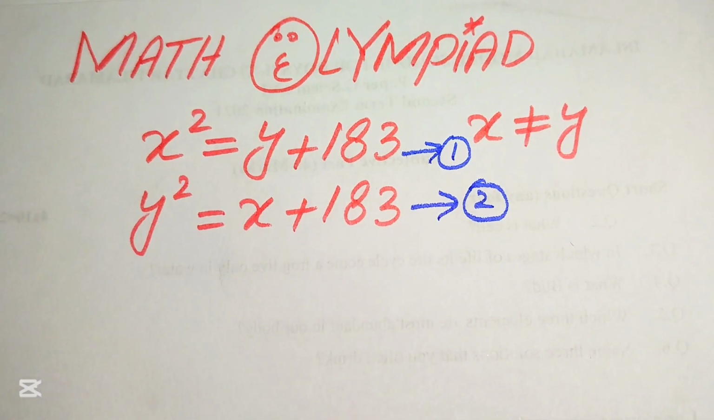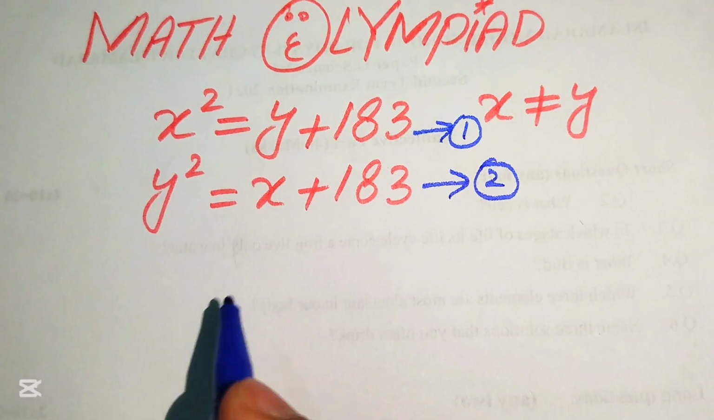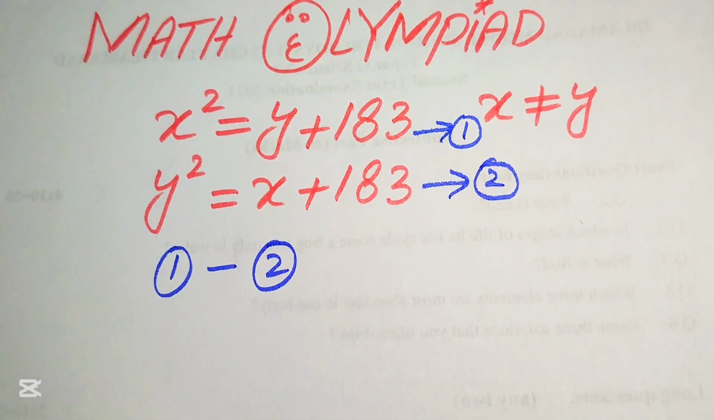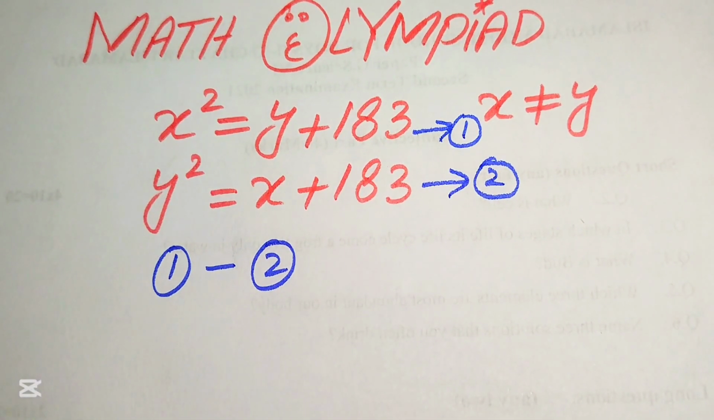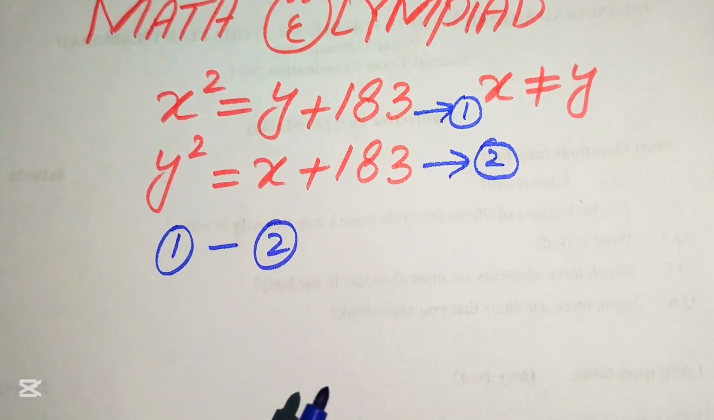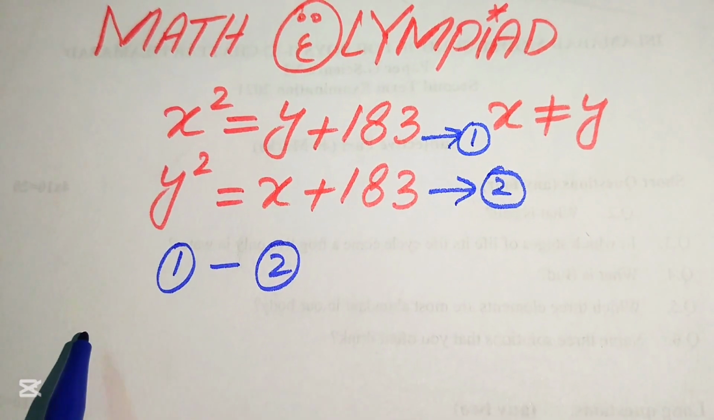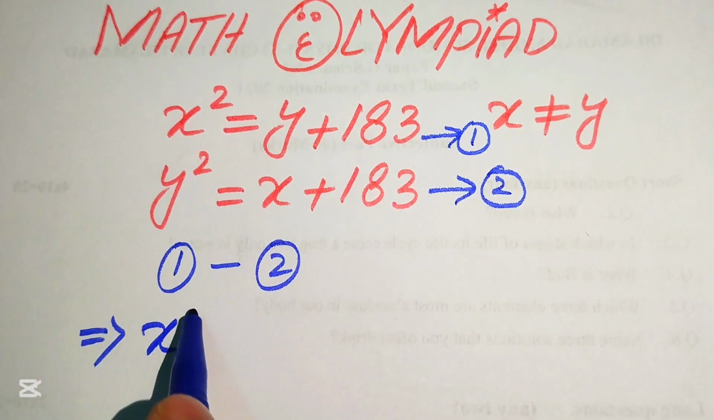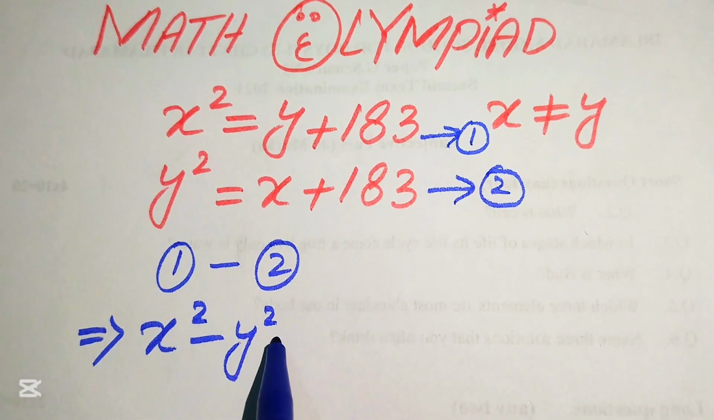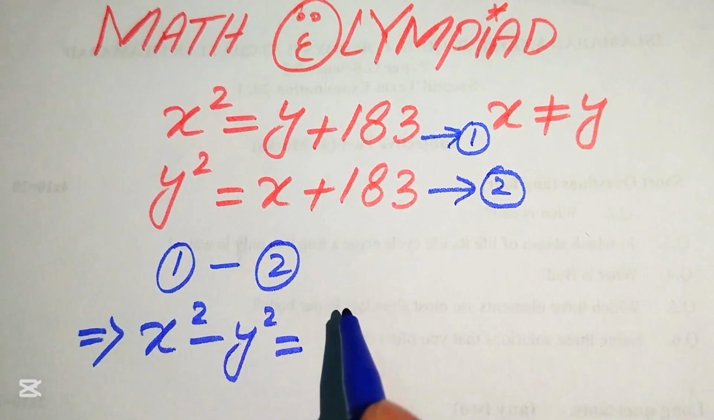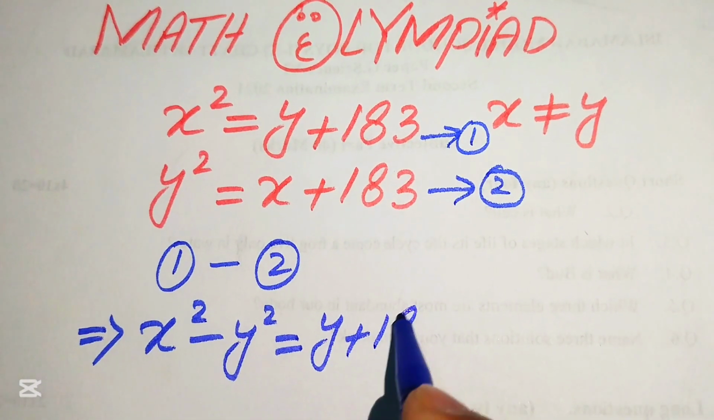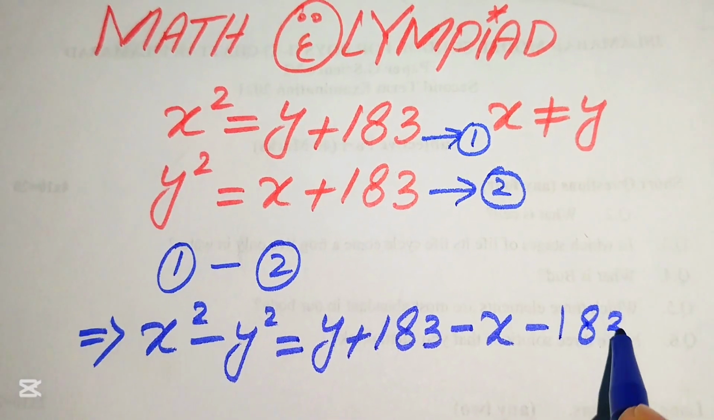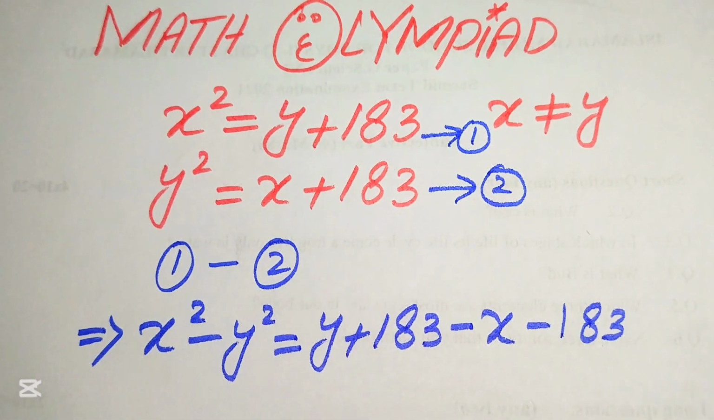So the very first step we are going to do is subtract equation number 1 from equation number 2. When we subtract, you subtract the left hand side from the left hand side and the right hand side from the right hand side. So it will be written as x square minus y square equals y plus 183 minus x minus 183. We will subtract these values here.